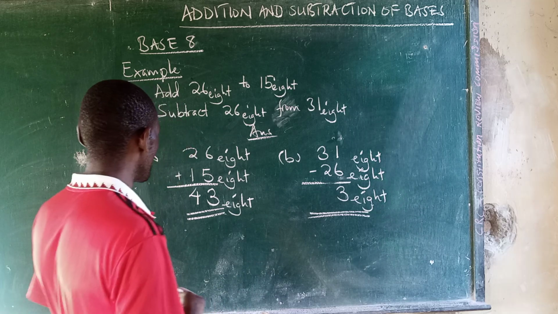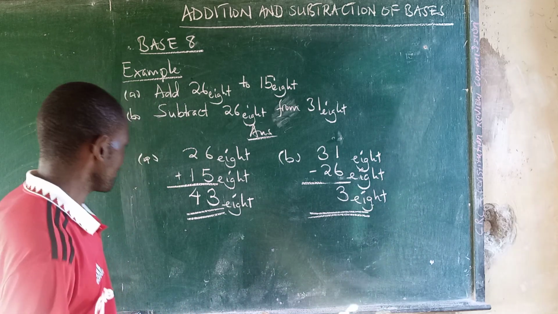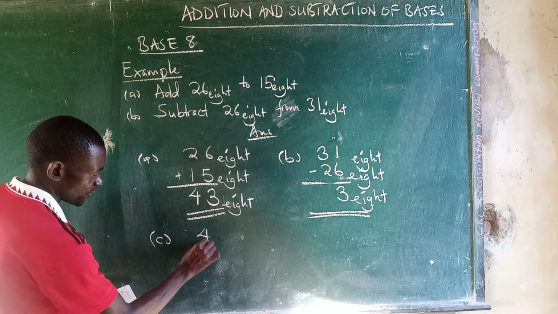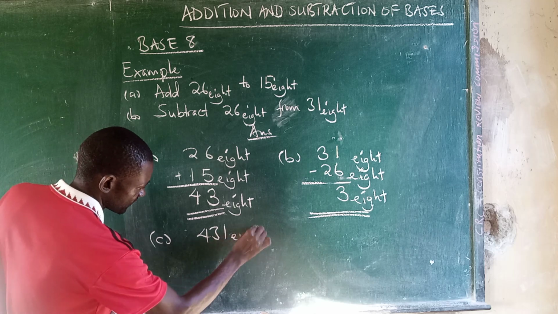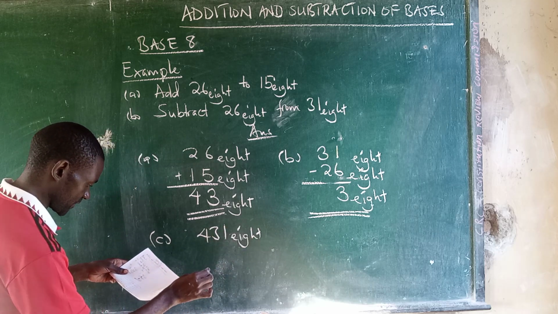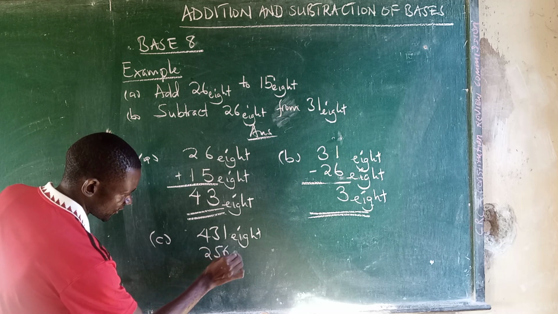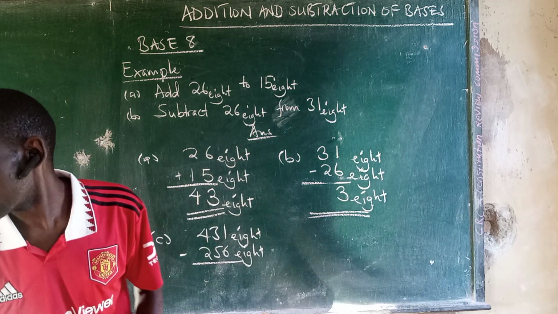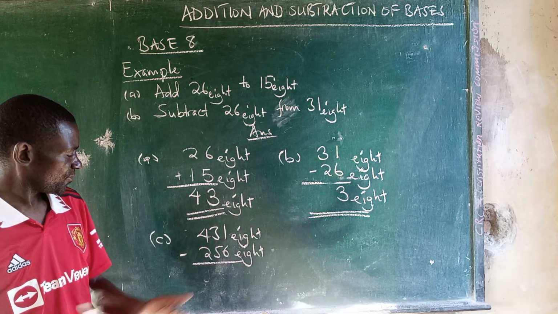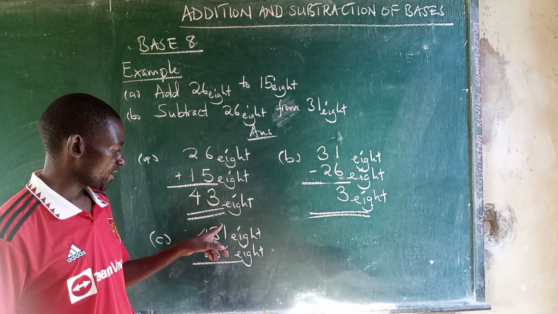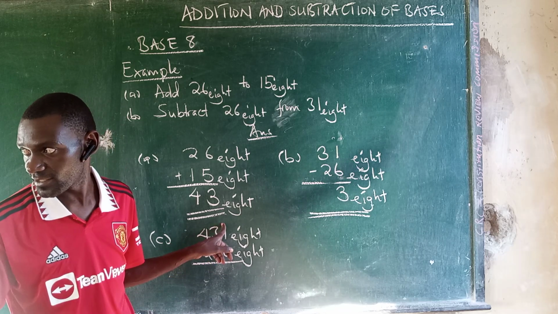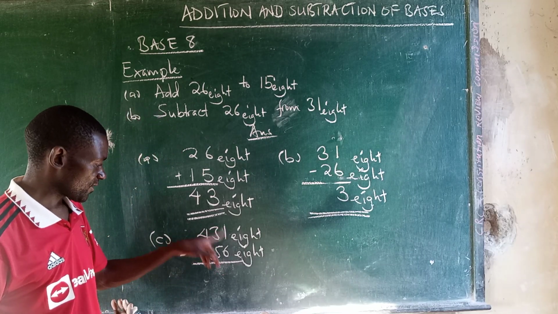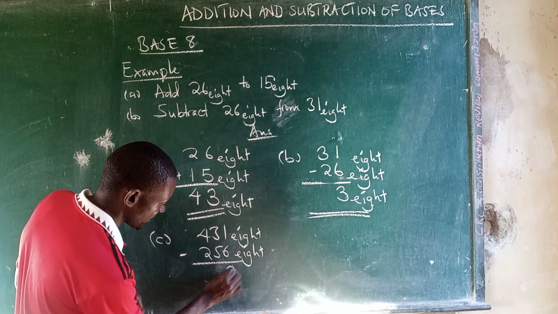I think I can give you one more. Maybe let's say if we have 431 base 8, and then we also have 256 base 8, subtracting these. So still, we just do the same. When we get a 1, that 1 is 8. So 1 eight plus the 1 here. 8 plus 1, 9, minus 6, 3, we write the 3.